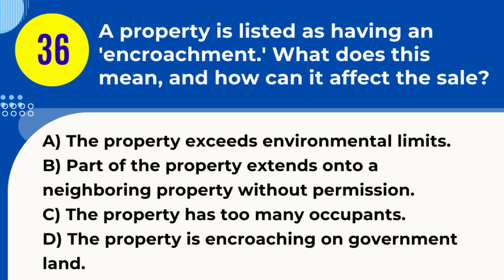Question 36. A property is listed as having an encroachment. What does this mean, and how can it affect the sale? A. The property exceeds environmental limits. B. Part of the property extends onto a neighboring property without permission. C. The property has too many occupants. D. The property is encroaching on government land.